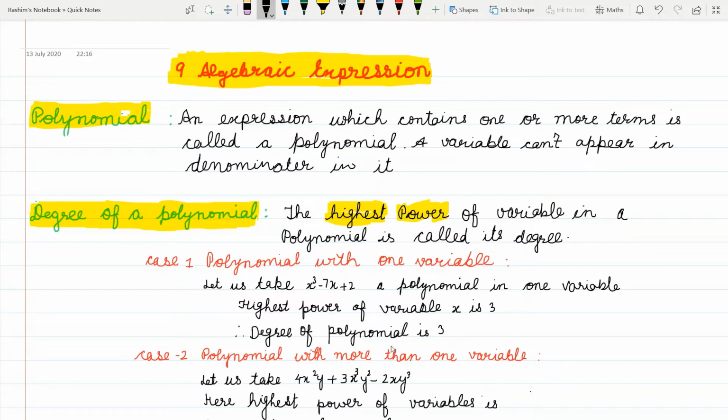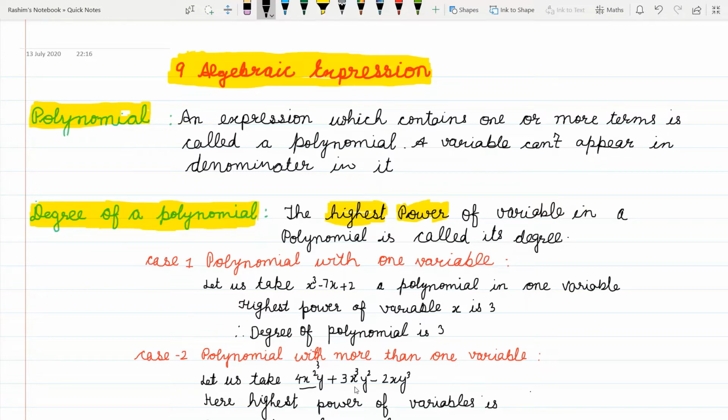Okay. In the second case, when we have a polynomial with more than one variable, let us take this example. Here 4x square y plus 3x cube y square minus 2xy cube. Now this is a polynomial in two variables, x and y. Now when we have to count their degree, we should know the power of the variables. In the first term, 4x square y, the power is x square means 2, y 1. So the power in this term is 3.